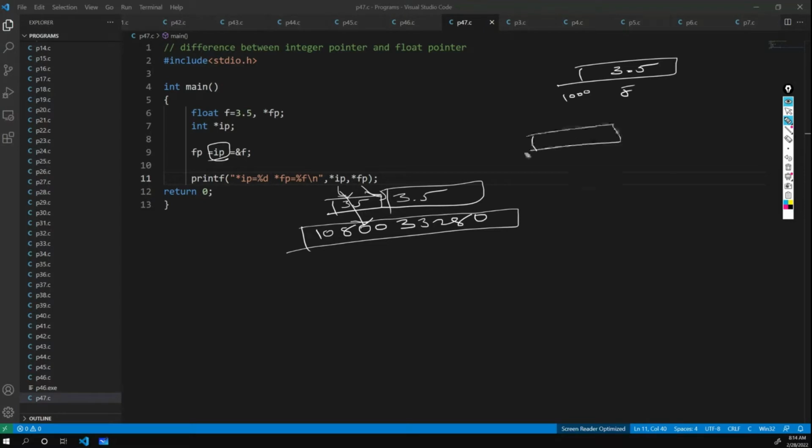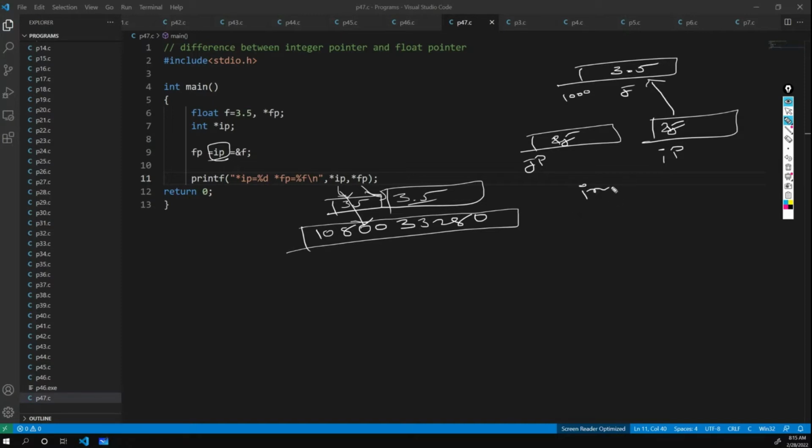Now I have taken two pointers, one float pointer and one integer pointer. The float pointer stores the address of f, and the integer pointer stores the address of f. Once I access the data using the float pointer, I will get star fp equal to 3.5. But once I use the integer pointer and access the float data, it will give me 1080003333280. Why?